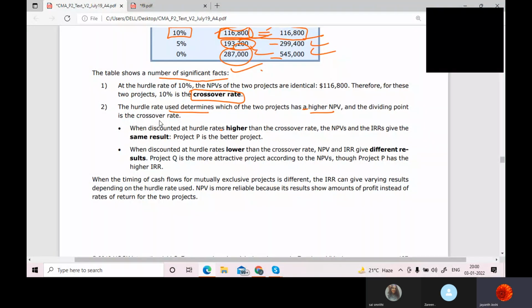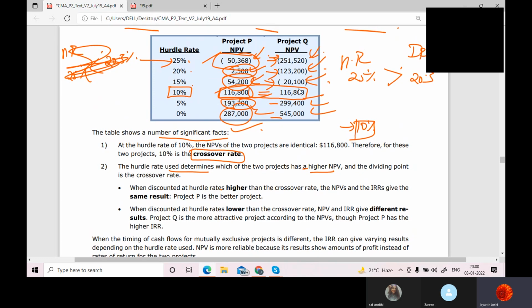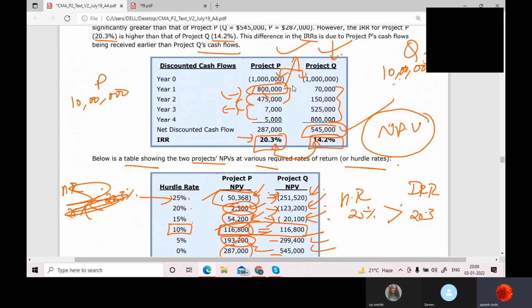When discounted at hurdle rates higher than the crossover rate, see, this is your hurdle rate and this is your crossover rate. If you are discounting your cash flows, which you have seen here, these are NPVs, these are the cash flows.